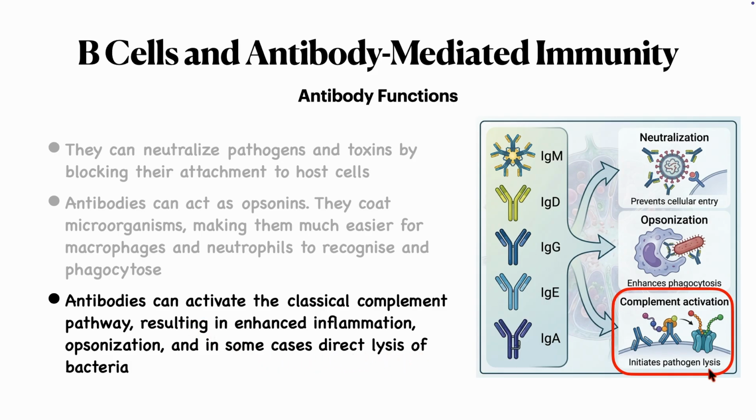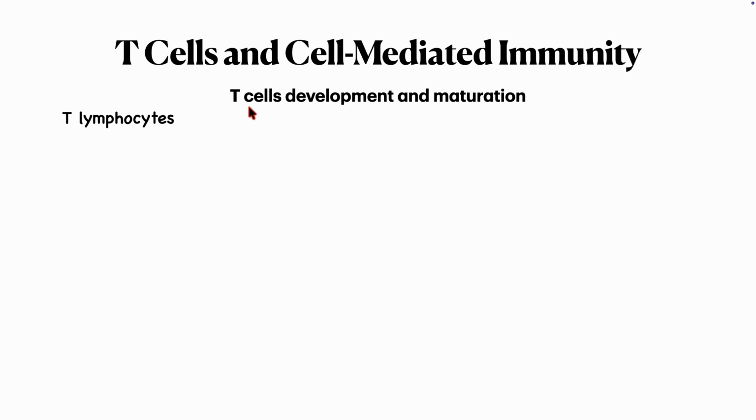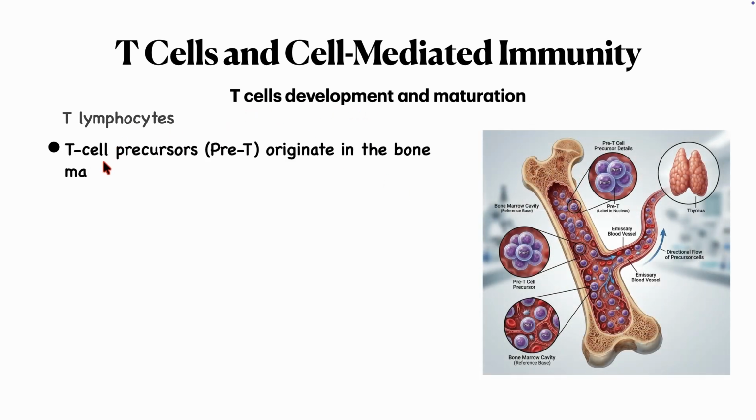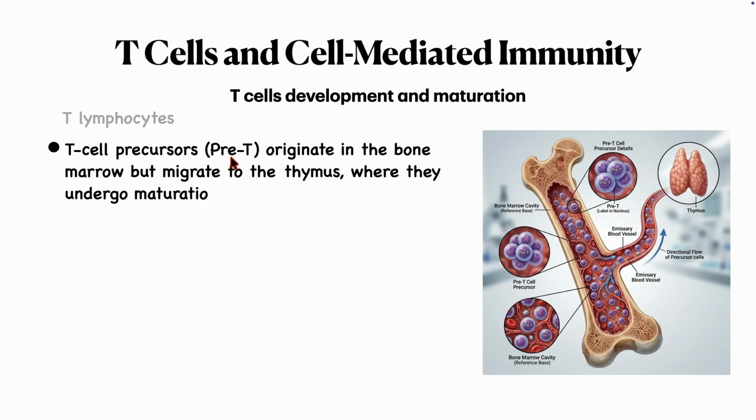These 3 functions, neutralization, opsonization, and complement activation, are among the most important mechanisms of antibody-mediated protection. Now let's move on to T lymphocytes. Unlike B cells, T cell precursors originate in the bone marrow but migrate to the thymus where they undergo maturation.